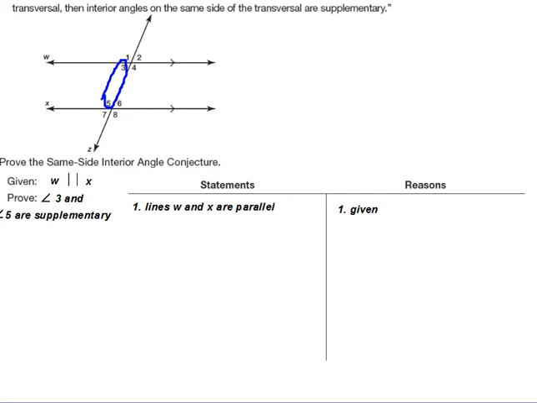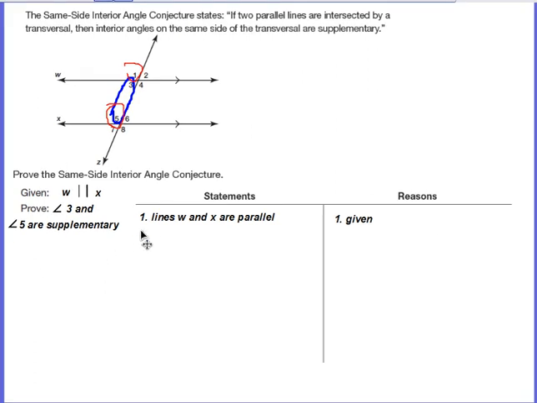Let's just change the color. So let's go with 1 and 5. I know those are corresponding. All right, so let's go with that. And we know since the lines are parallel, corresponding angles are congruent, so that means angles 1 and 5 are congruent. Okay, and then what's the reason for that? The reason for that is they are corresponding angles.